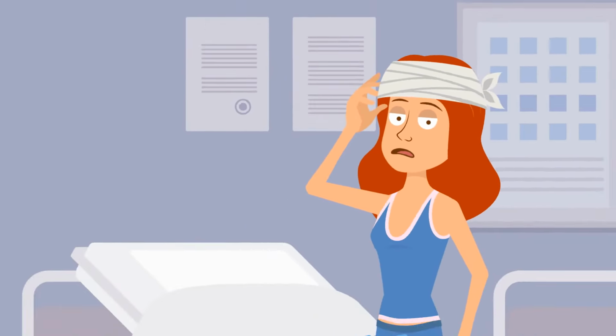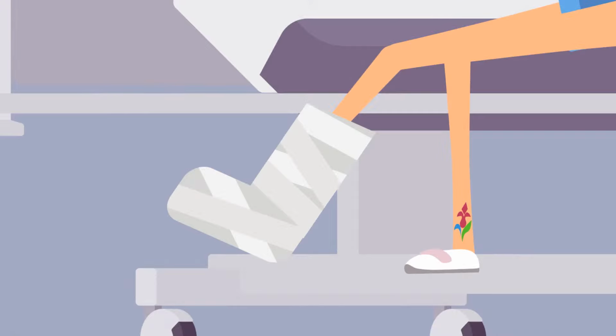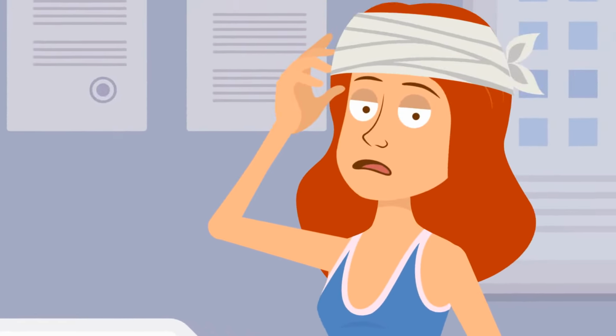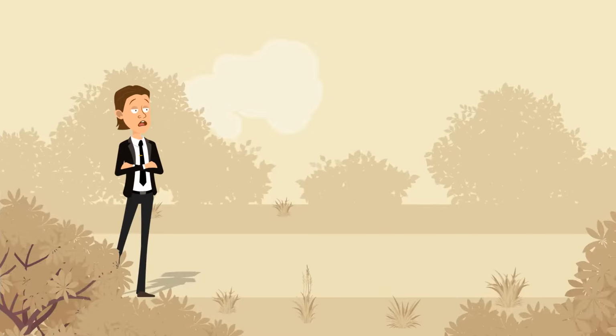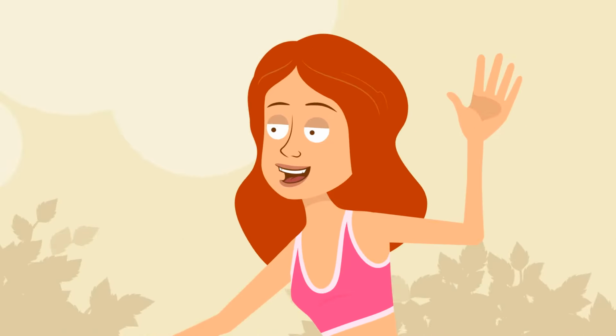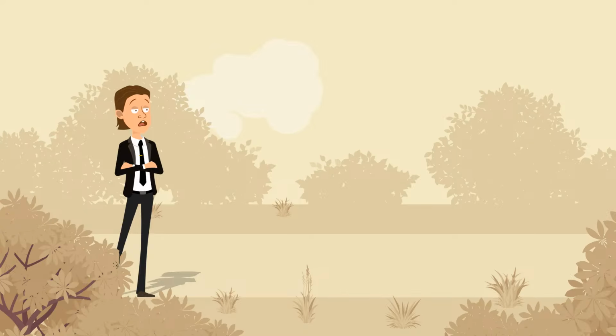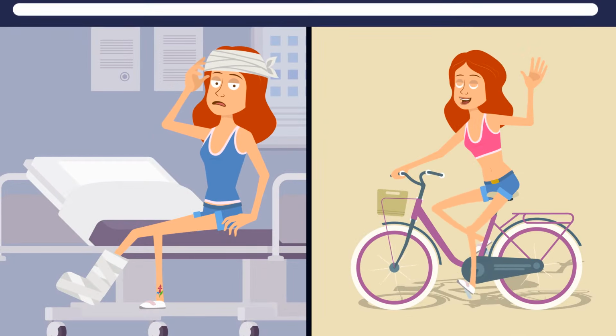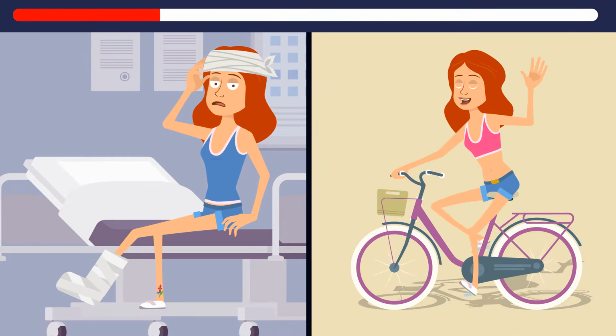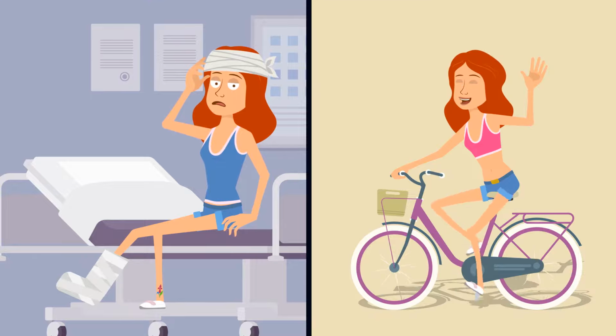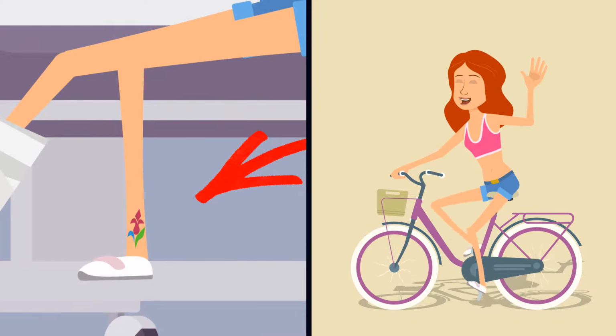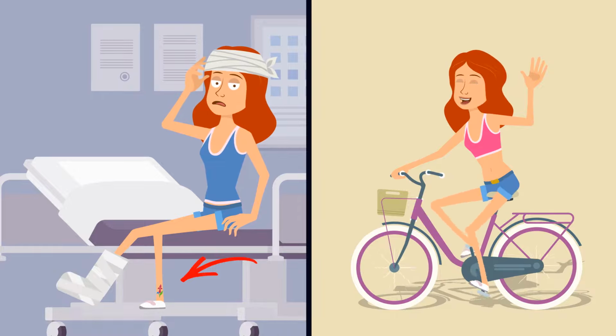On Monday, Ava got into a car accident. She got a concussion and broke her leg. Still, the very next day, her colleagues saw her riding a bike and she looked perfectly fine. How is it possible? Look, the girl who got in the car accident has a tattoo on her ankle. The girl on the bike doesn't have one. The girl on the bike is Ava's twin sister.